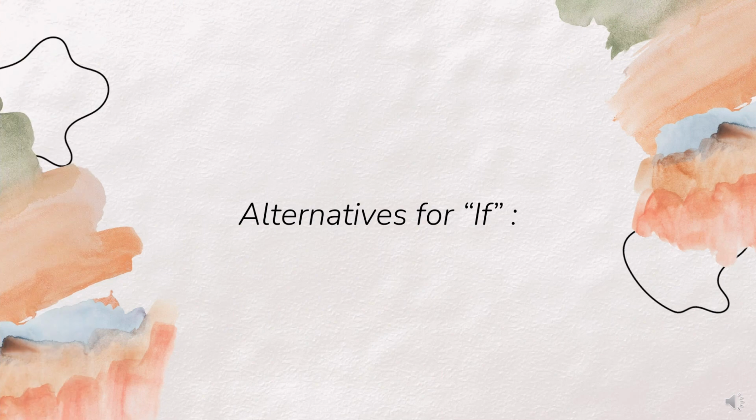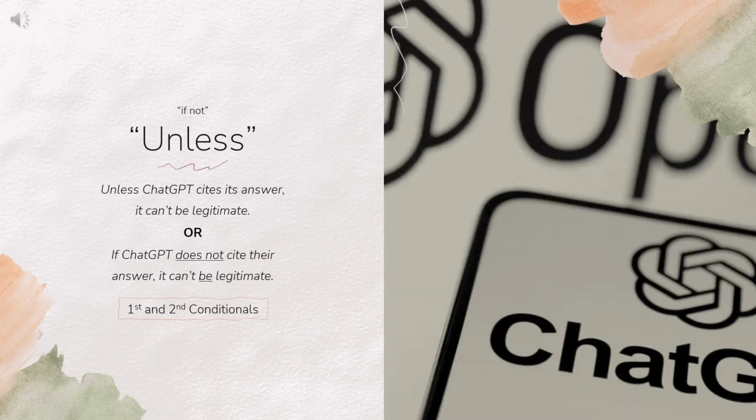Before we end this video, we hope you stay back and pay just a bit more attention because we have some additional information regarding the alternatives for if. Aside from if, we can use unless, which means if not. For example, unless ChatGPT cites its answer, it can't be legitimate. Or if we rephrase it, if ChatGPT does not cite its answer, it can't be legitimate. This word can be used for first and second conditionals.